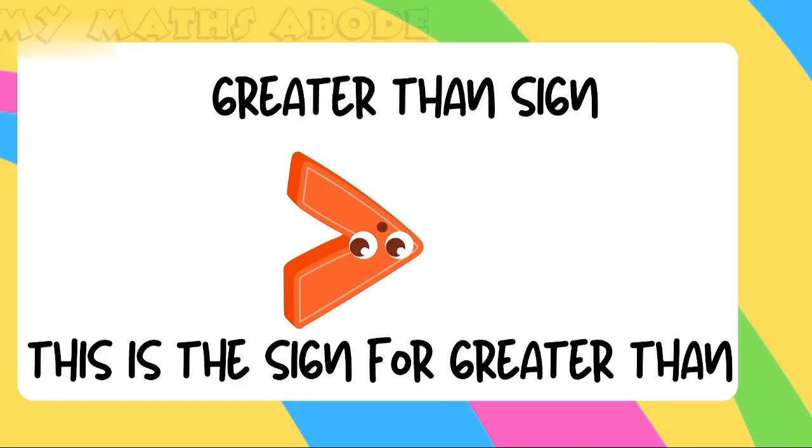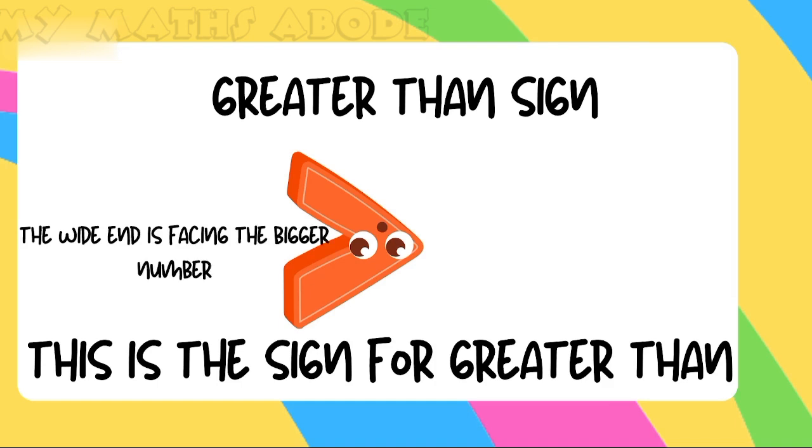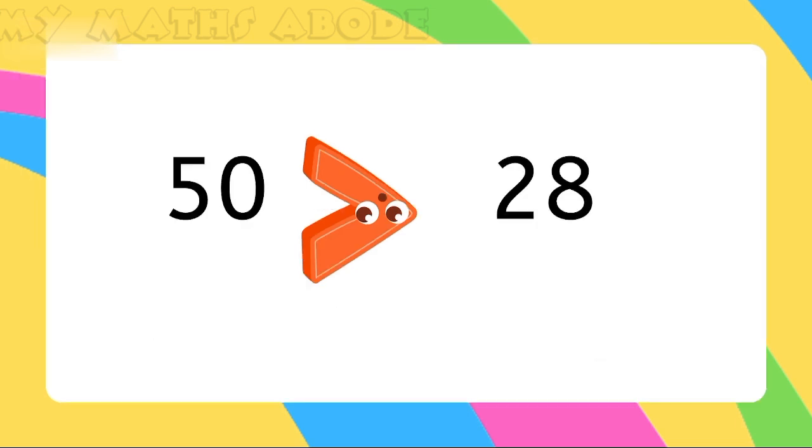So the next sign we have here is the greater than sign. Just like I said for the less than sign, whenever you are making use of the less than or the greater than sign, the wide end should be facing your bigger number, while the pointlike arrow should be facing your smaller number. Very simple. That is how to navigate your sign, whether less than or greater than. For example, we have 50 and 28. So we know that 50 is bigger than 28. So we are using the greater than sign.